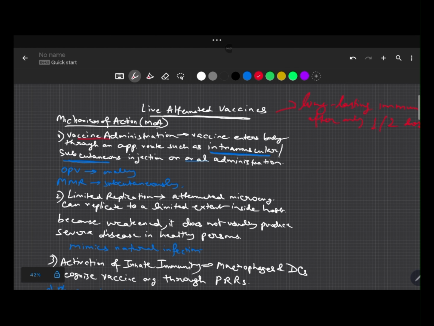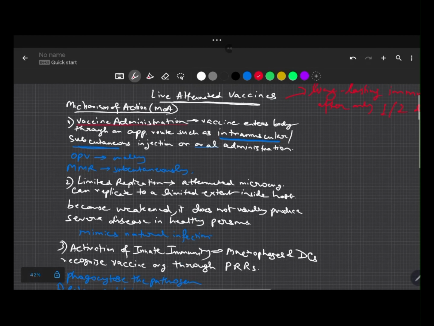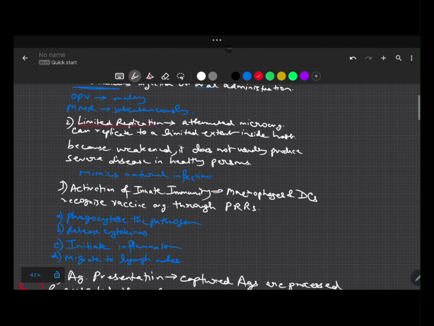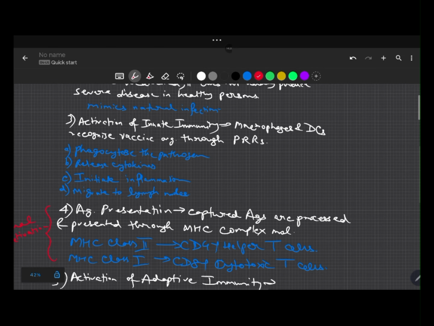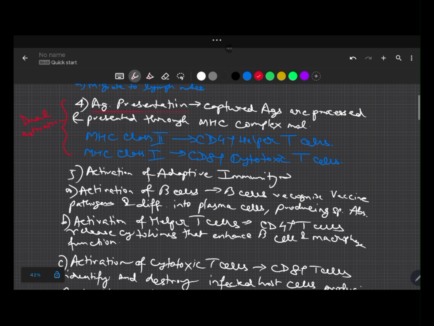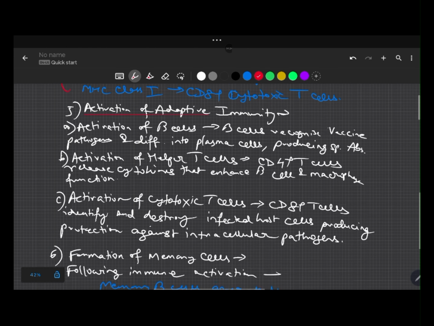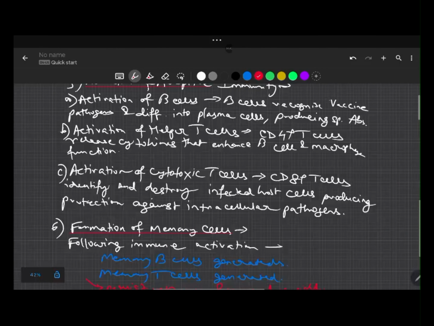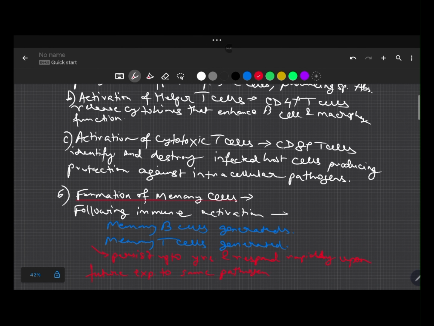First is vaccine administration. You administer the vaccines, you choose the pathway to administer the vaccines, and then they perform limited replication because they are already attenuated. Then they activate the innate immune response, followed by antigen presentation. They present those antigens, and this way they activate the adaptive immunity pathway. The B cells are activated producing antibodies, the T cells are activated, and memory cells form, so that in future exposure the pathogen can be neutralized immediately after exposure.